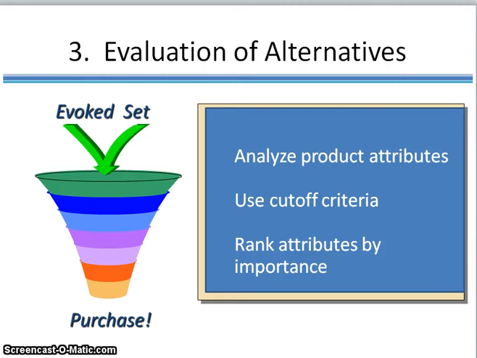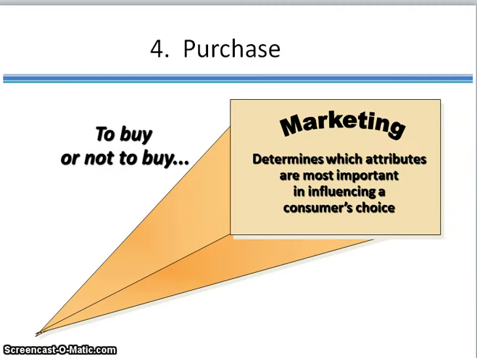The third step is to evaluate my alternatives. So let's say I have 5 different brands in my evoke set, and in your example that might have been 5 different colleges that you were looking at, and then you go through a certain evaluation process. You might use price, you might use some other evaluation criteria, you might rank the different brands, and that helps you select a brand to purchase.